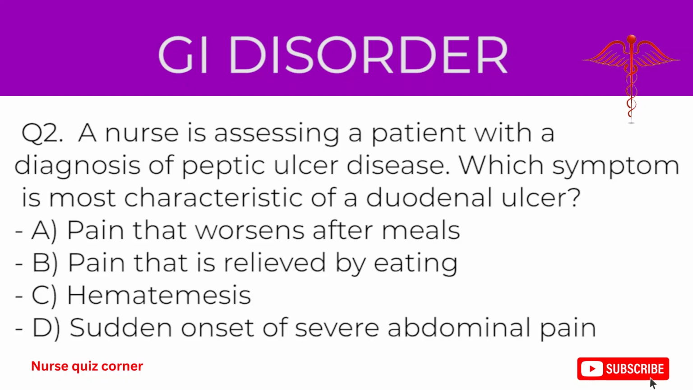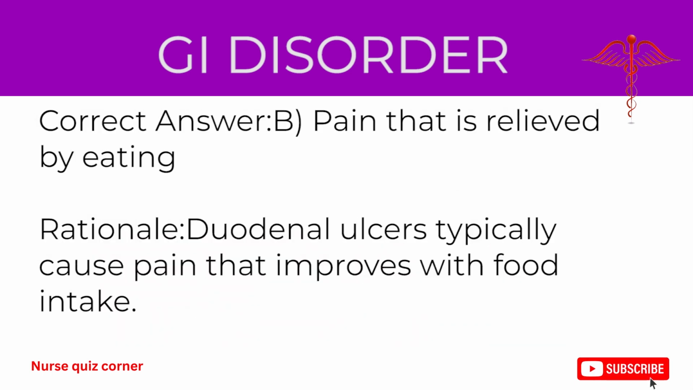Colitis. 2. A nurse is assessing a patient with a diagnosis of peptic ulcer disease. Which symptom is most characteristic of a duodenal ulcer? A. Pain that worsens after meals. B. Pain that is relieved by eating. C. Hematemesis. D. Sudden onset of severe abdominal pain. Correct answer B. Pain that is relieved by eating. Rationale: duodenal ulcers typically cause pain that improves with food intake.